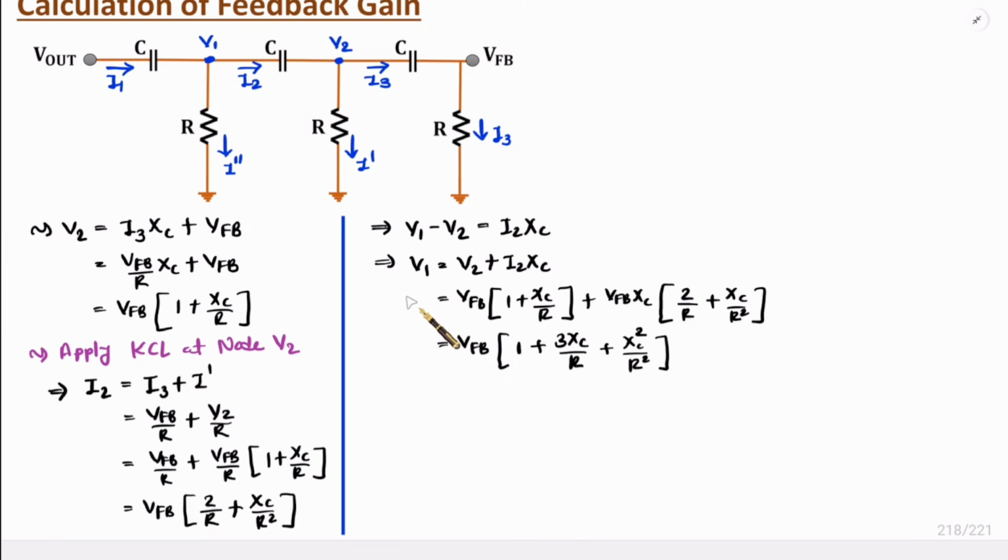Now once we have the value of V1, we need to find the value of current I1. To get the value of current I1, we will be applying KCL at node V1. So here at node V1, entering current is equal to leaving current. Entering current is I1 and leaving current is I2 and I double dash. What is the value of I double dash? I double dash is V1 by R. And what is the value of I2? I2 we have calculated over here. You see, that is this. So let us substitute this over here.